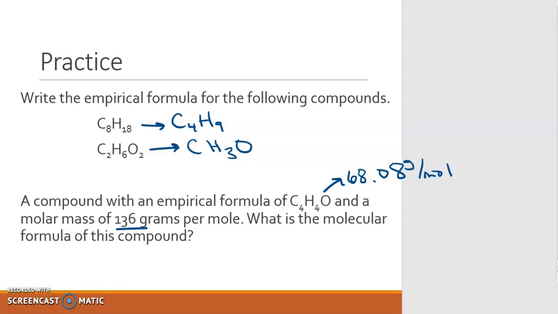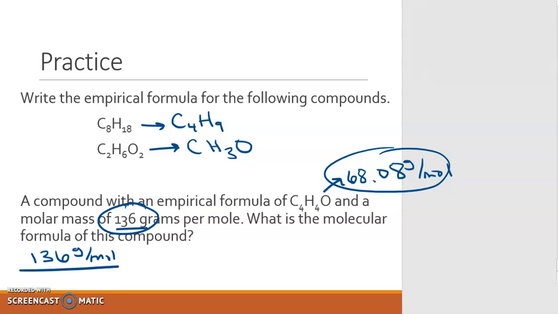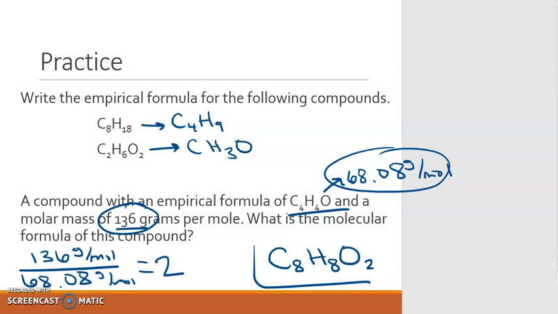If I compare that to the molar mass of the true formula, obviously they're not the same. But it looks to me like the true formula is about double what the empirical formula is. To verify, I simply take the molar mass of the true formula divided by the molar mass of the empirical formula, and this will get me my multiplier. This should come out to a whole number, or pretty darn close. When I do that, I get 1.997, which essentially is 2. That means the true formula is double what the empirical is. So if the empirical is C4H4O, the true formula is C8H8O2.